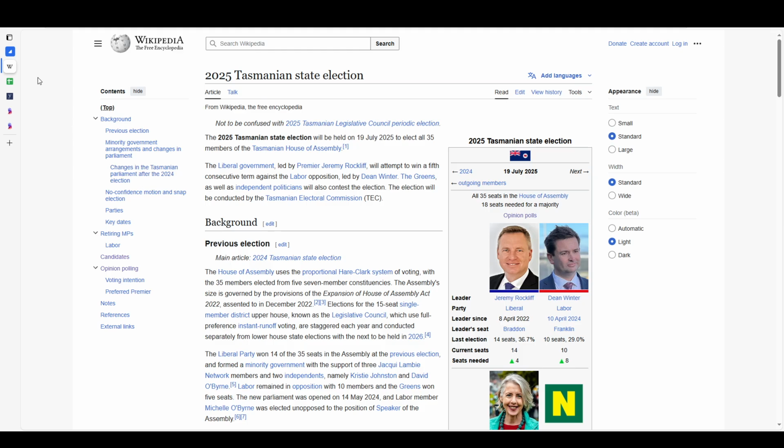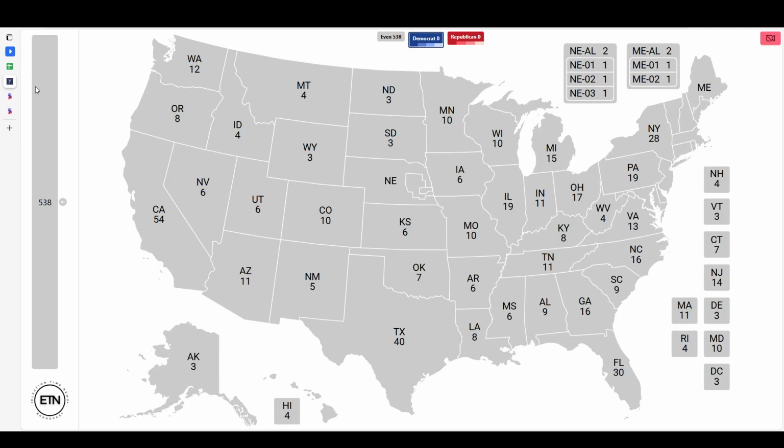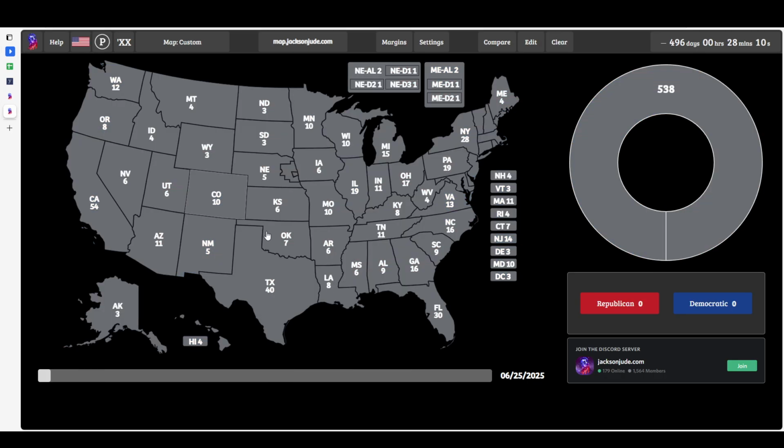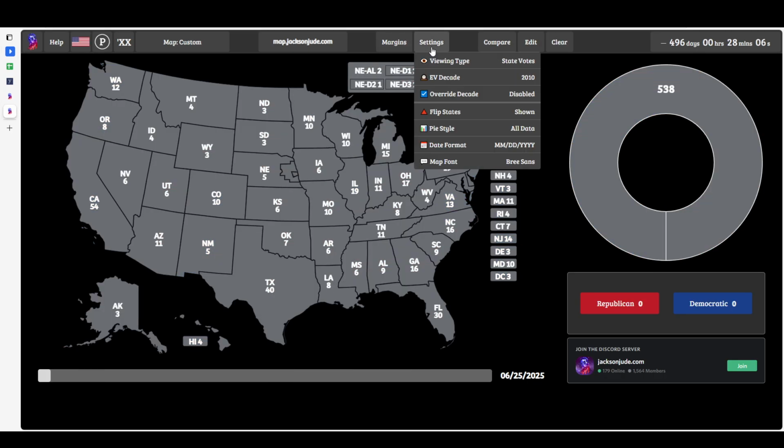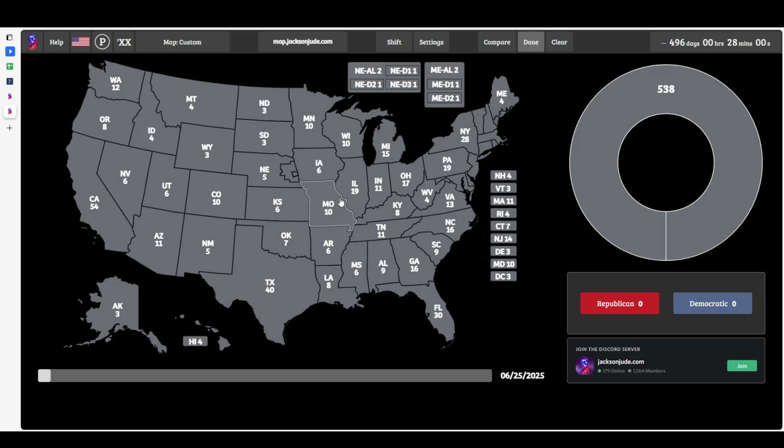So moving on, we're going to also be making a map on YapMS as well as on Jackson Jude, because you can also show the shift. You can easily shift it one direction or the other, which I think is really convenient because that really shows what PVI is, and that is literally short for Partisan Voting Index.